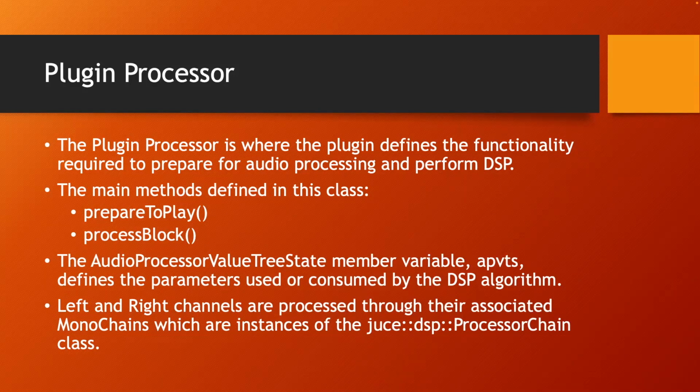Left and right channels are processed through their associated monochains, which are instances of the JUCE processor chain class. In broad strokes, the processor chain allows you to chain processors together in series. When the process method is called on the chain, it will iteratively call the process method on each processor in the chain. In our case, we chain together each filter for both the left and the right channels. So when the process function is called on our left chain or right chain, we iteratively call the process function on each filter.